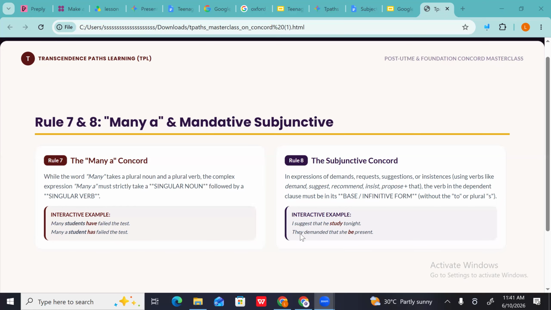The next one, they demanded that. So you can see they demanded plus that. It should still be in the base form. They demanded that she be present. She be present. Yeah, be is the base form. Not was. Not was present. She be present. Please pay attention to all these rules.